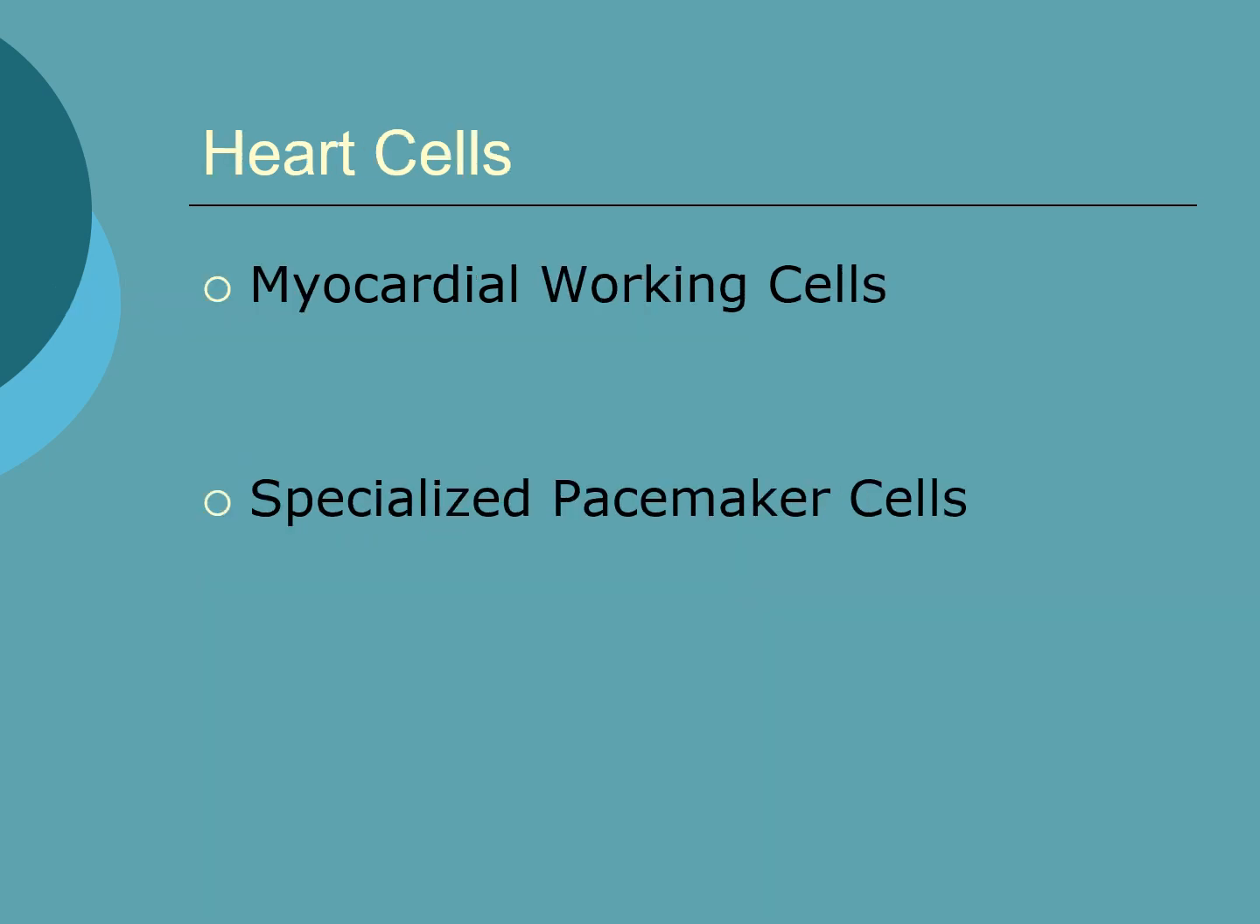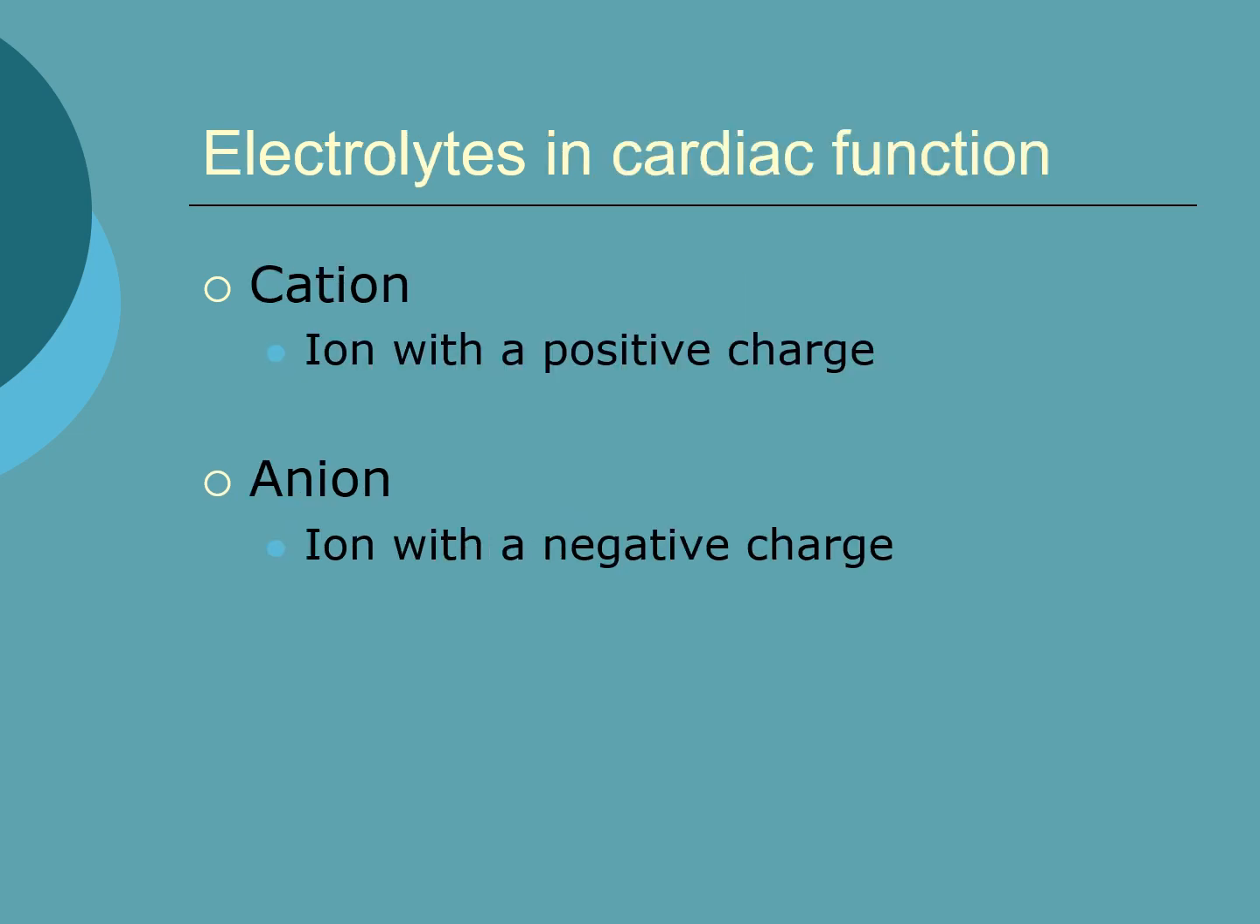The heart cells have two types: the myocardial working cells and the specialized pacemaker cells. The myocardial working cells create the physical contraction, the squeeze of the heart. The specialized pacemaker cells control the rate and the rhythm. So those are the two primary cells that you're going to be looking at.